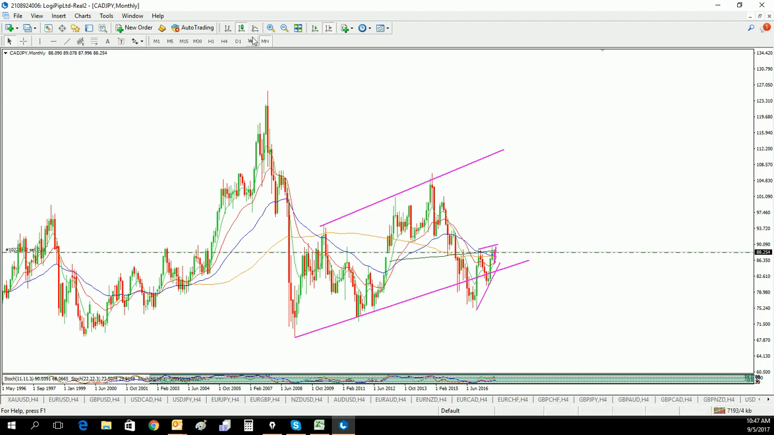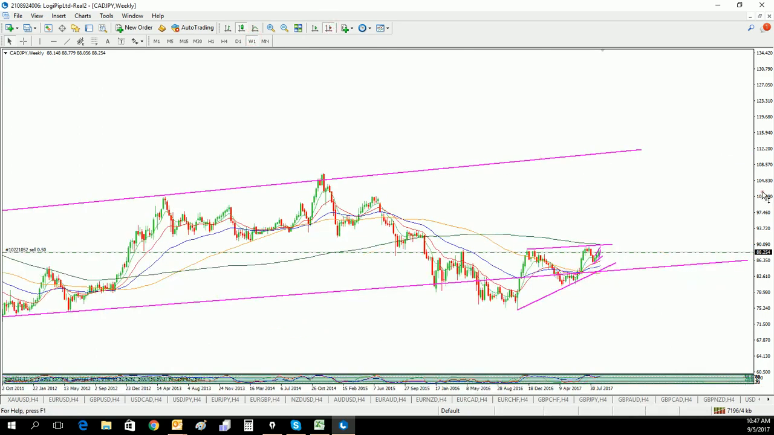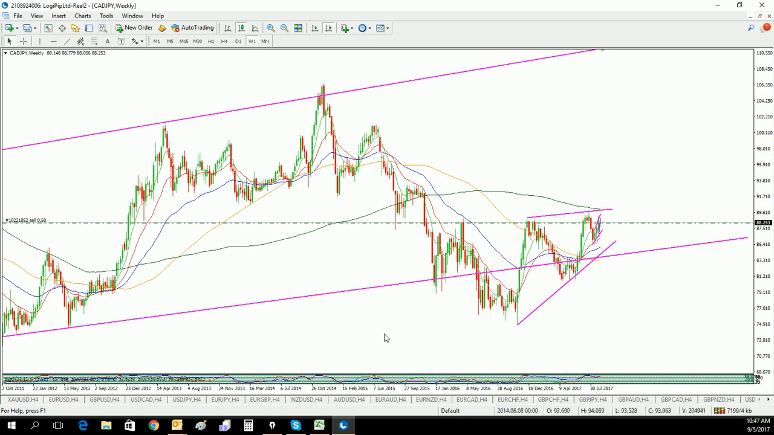Okay, so let's drop down to the weekly time frame and have a look at that smaller structure, the one that's forming at the bottom of the bigger structure. So here we can quite clearly see what I'm talking about. 1, 2, 3 waves. And at the moment, I'm expecting the completion of the fourth wave to the bottom.